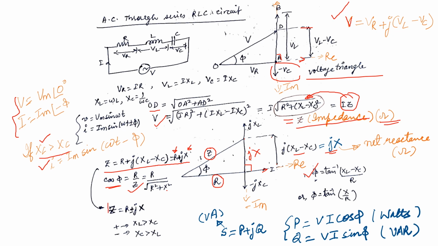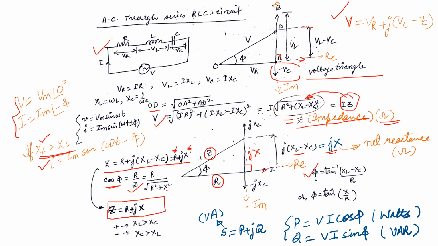So if I want to write the general representation of the impedance, I can write Z as R plus or minus jX, where the plus sign will be used when XL is more than XC, which is the case here, since we have taken the assumption for this circuit that XL is more than XC. So for this circuit, we have Z is equal to R plus jX. And if XC is more than XL, then we'll have a minus sign, right?